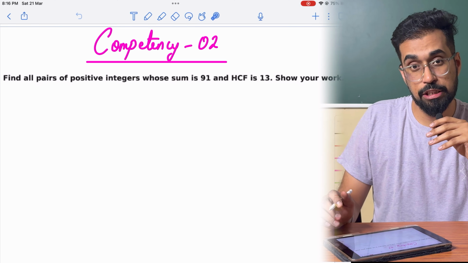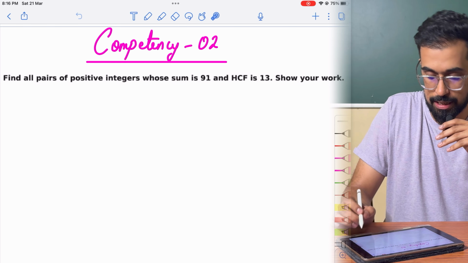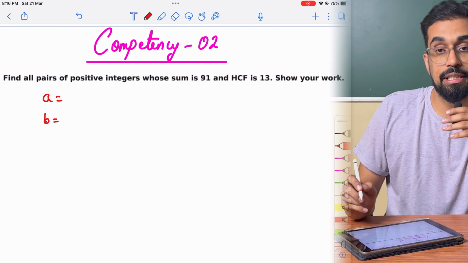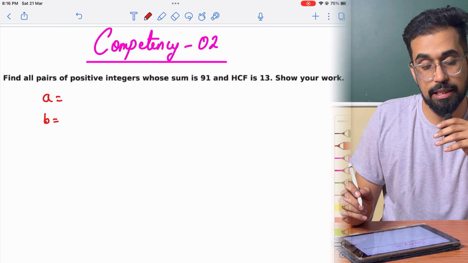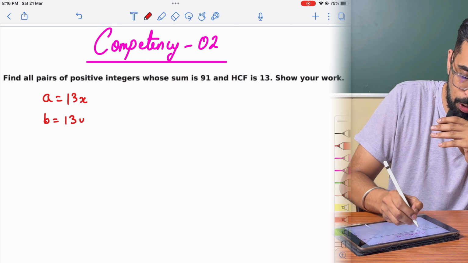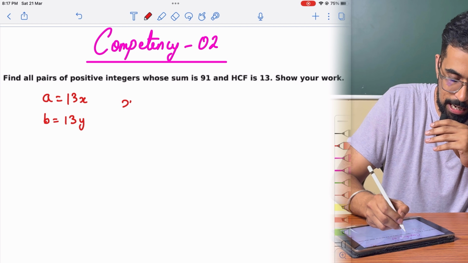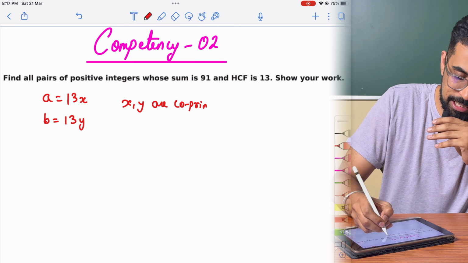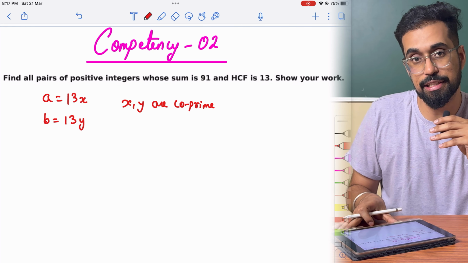Find all the pairs of positive integers whose sum is 91 and HCF is 13. So here we have two numbers A and B whose sum is 91 and HCF is 13. Which means the first number would be a multiple of 13 and the second number would also be a multiple of 13, given that x and y are co-prime. This is essential so that the HCF remains 13 itself.